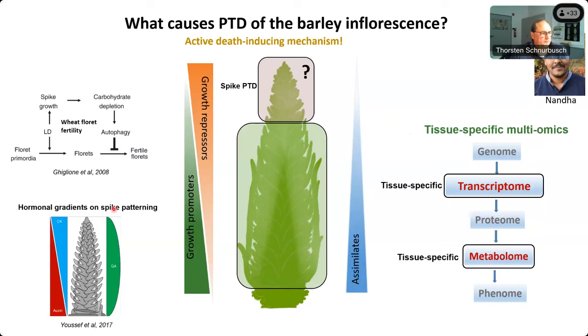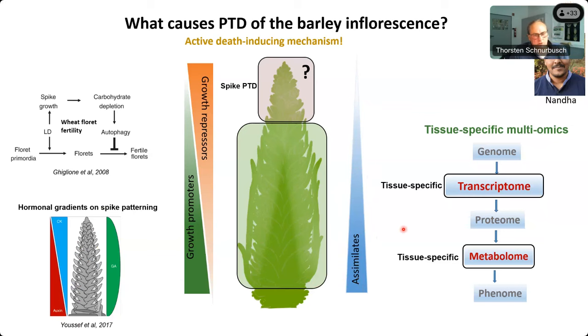Since we have been working on spike development for some time, and you might remember a recent publication we had in 2017 where we showed these hormonal gradients, we were also speculating that maybe hormonal dysregulation might be a factor in this. However, we were thinking that we might have something like growth repressors working from the top, and growth promoters working from the base. And we also certainly wanted to consider assimilates, and what roles assimilates play in spike PTD in this particular case. And Nandakumar followed in particular two approaches.